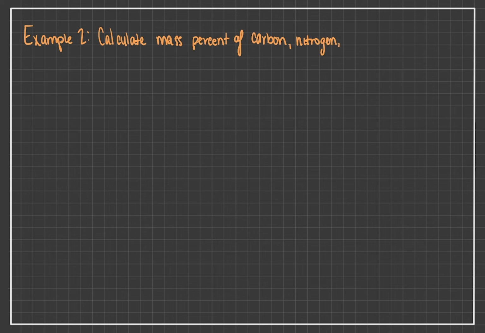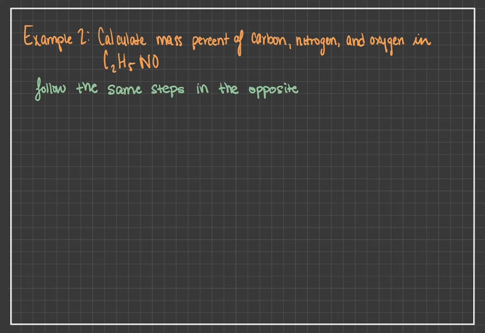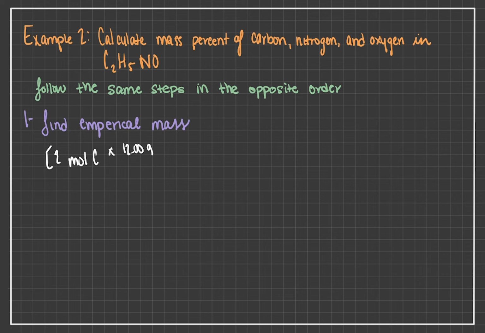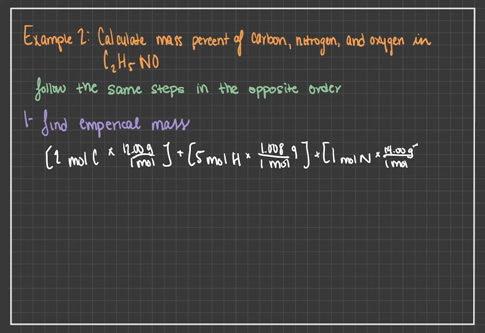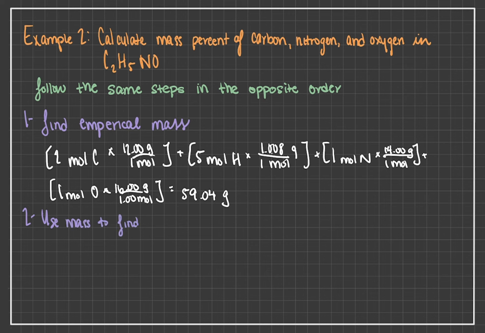So this is the following question. Example 2 states, calculate the mass percent of carbon, nitrogen, and oxygen in C2H5NO. Now we're going to follow the same exact steps except in the opposite order. So we're going to find the empirical mass, which is basically exactly what we did previously, which is multiply the amount of moles that we have of that element by the molar mass, which would be for carbon, 12, and for hydrogen it would be 1.008, and you would find that the empirical mass is going to be 59.04, and then you're going to use that mass to find the mass percentage.